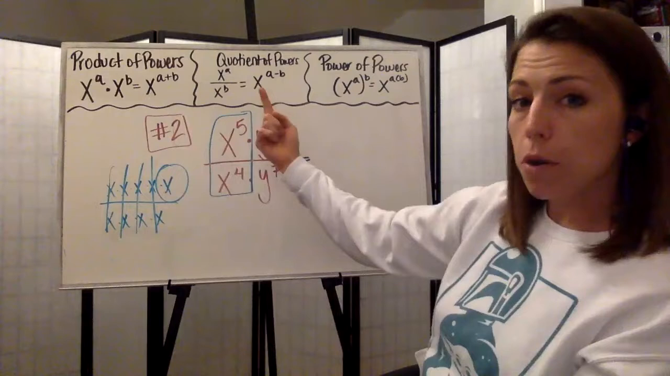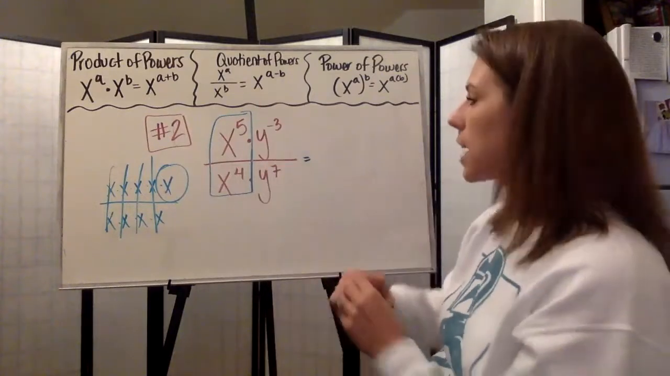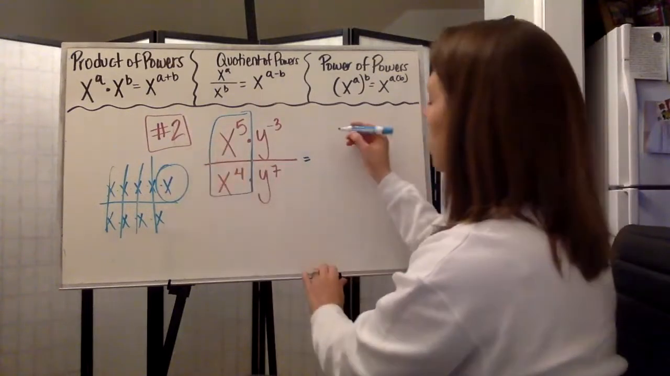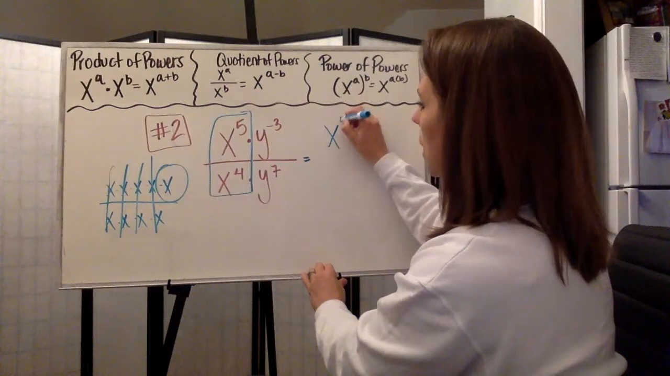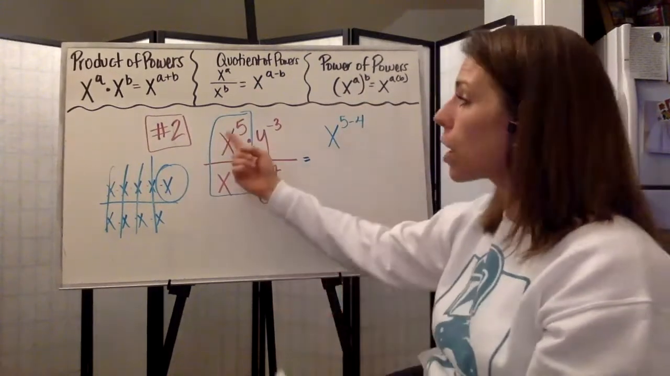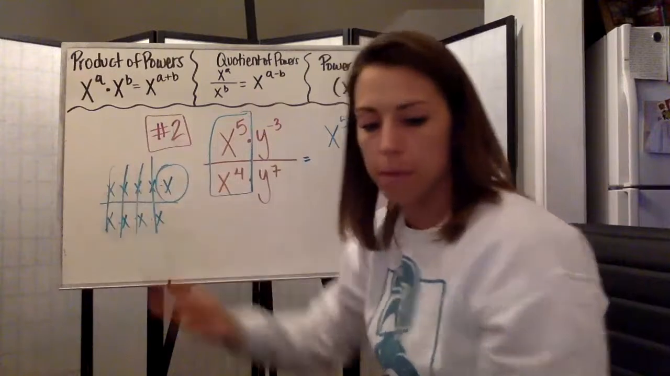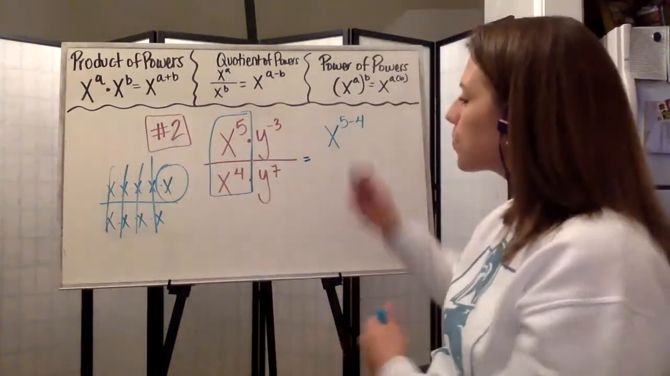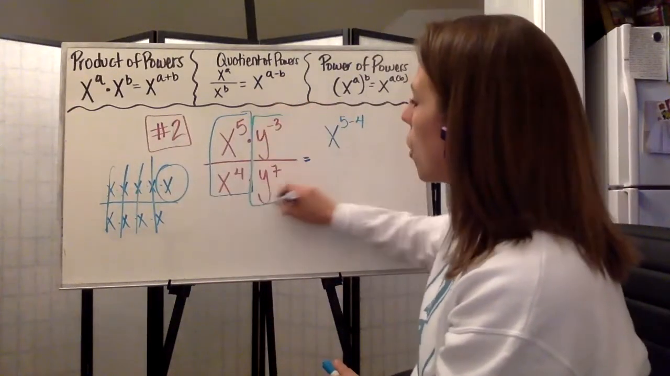Okay, but if we're using the quotient of powers property, we're subtracting these exponents. But I notice there are more in the numerator, so I'm putting this work in the numerator. X to the 5 minus 4, because I'm taking 4 of these 5 out and I've turned them into big ones. Now let's look at the same thing with the y's.